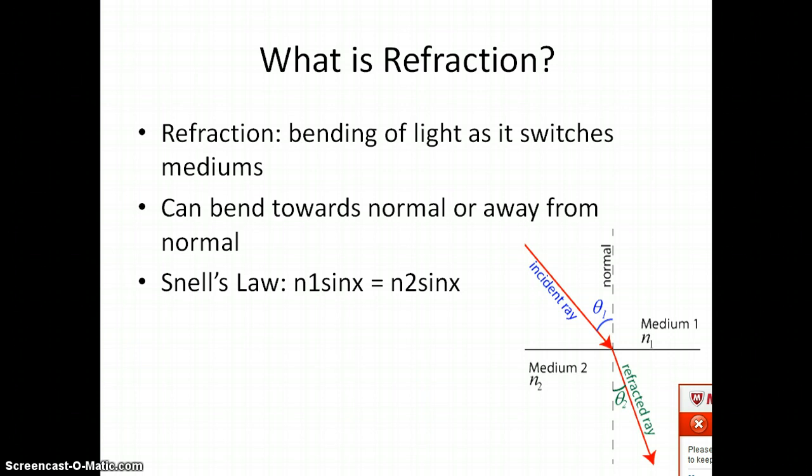And refraction can bend towards the normal or away from the normal. When it bends towards the normal, that means that it is reducing speed, but when it bends away from the normal, that means it's increasing speed as it passes through each medium. Snell's law basically describes the relationship between the two mediums and how the angle changes accordingly. The n values are already given to us, so all we need to solve for is the x value, which is the angle. And in this diagram here you can see the incident ray, the refracted ray, and the normal lines right here, and the mediums are separated by this line too.